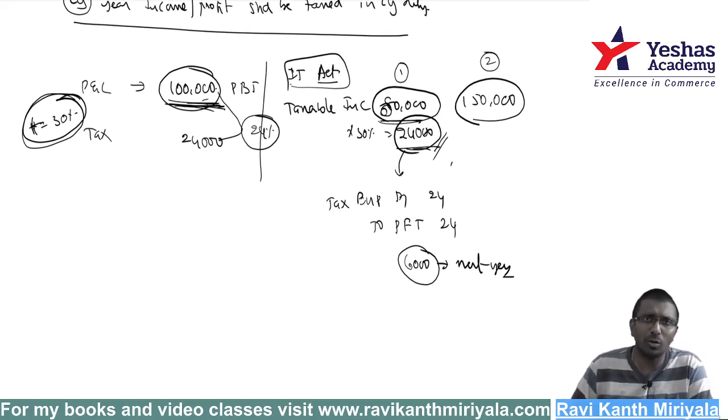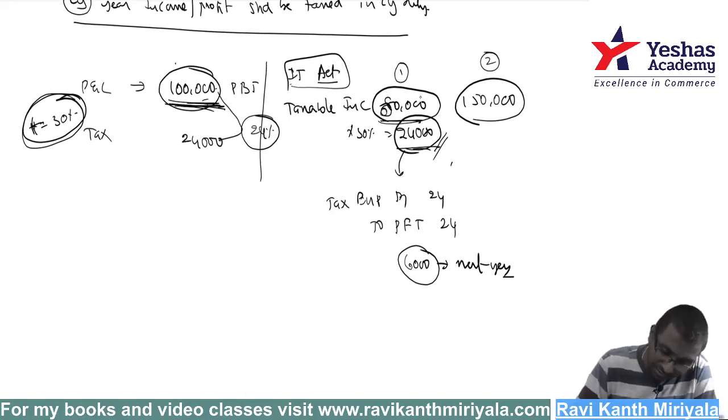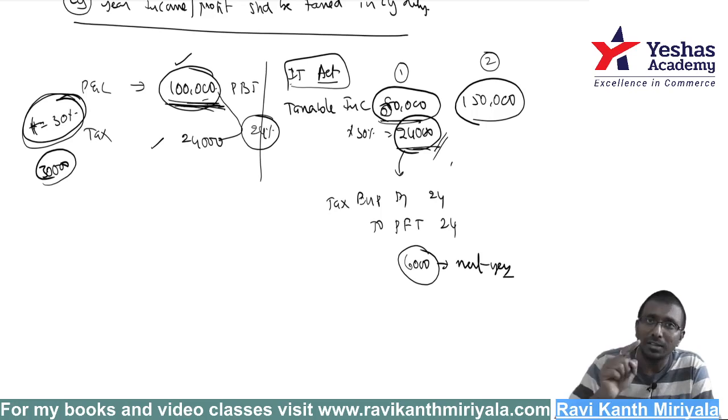How are you saying you are liable, sir? See, over 1 lakh I have to pay 30,000 rupees. Yes, I have to pay 30,000. But how much did I pay? 24,000 I paid. That means balance 6,000, am I liable or not? You are liable. That's why, as per the standard, we create deferred tax liability. That is what we say.